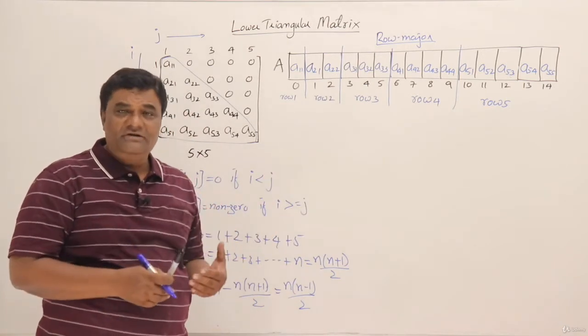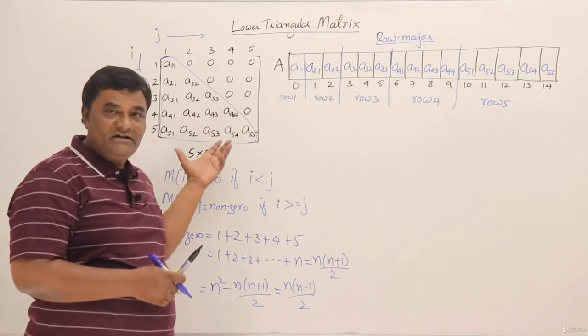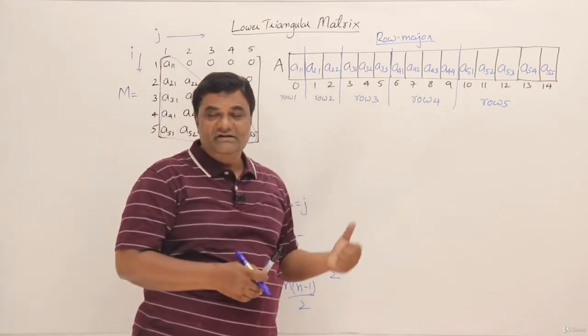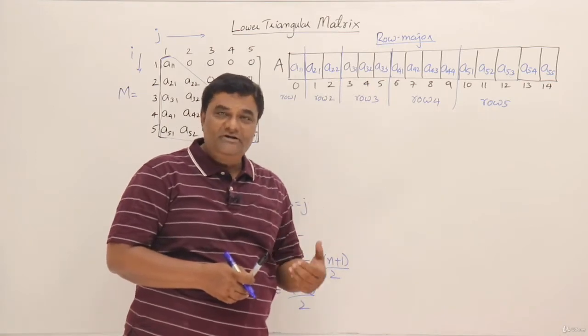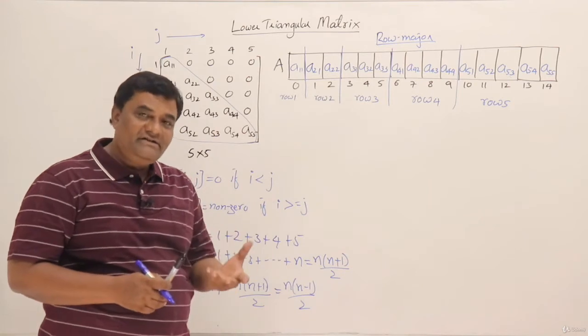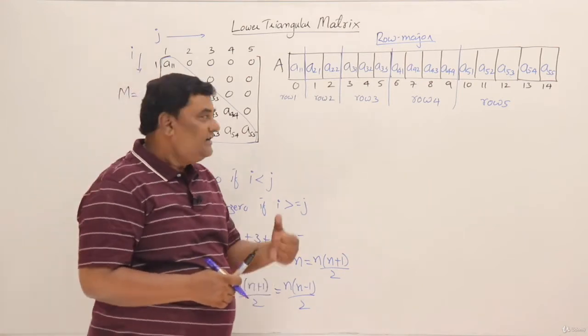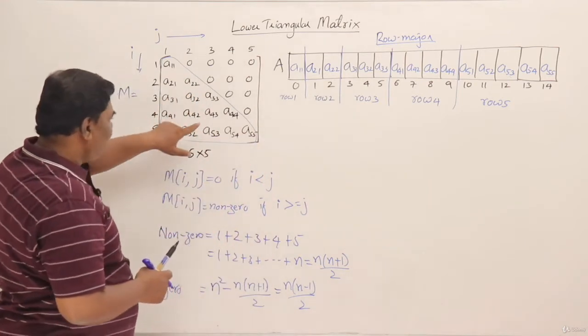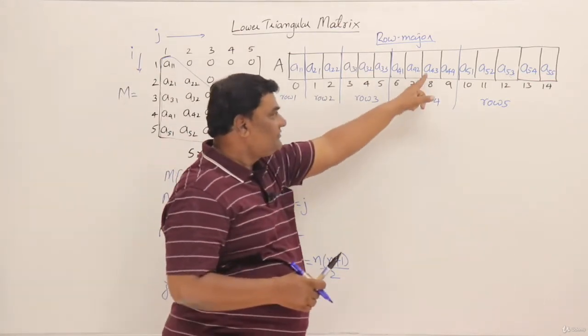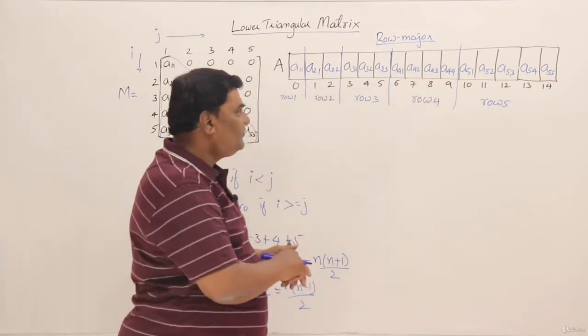But is there any formula that is mapping this two-dimensional array, that is lower triangular matrix, in a single dimension array? Let us come up with some formula so that we can access a specific element. So let us see how we can build up a formula. Suppose I want to access an element that is 4, 3. So 4, 3 is in 4th row.